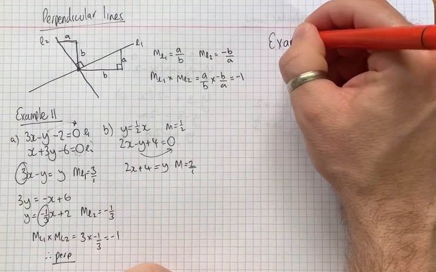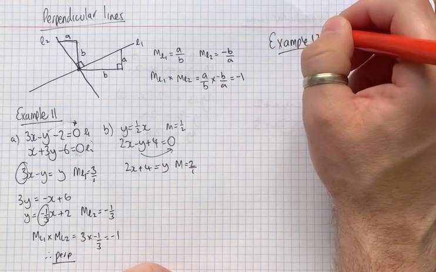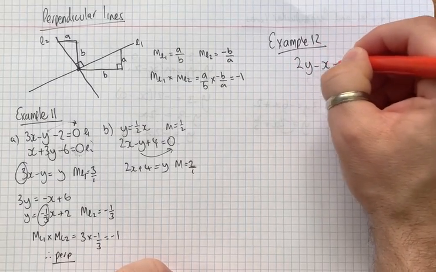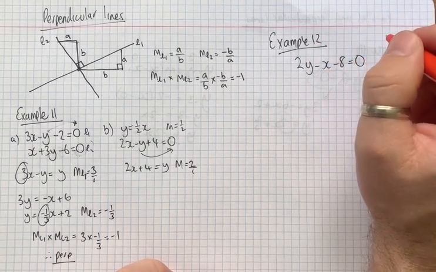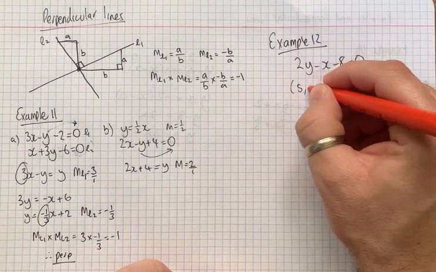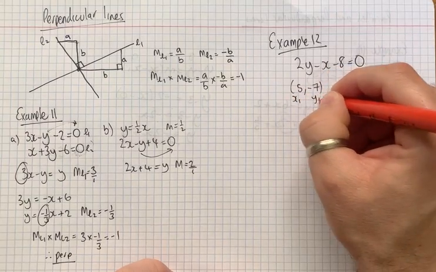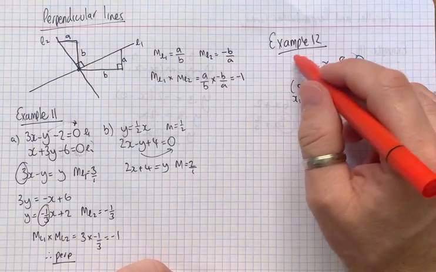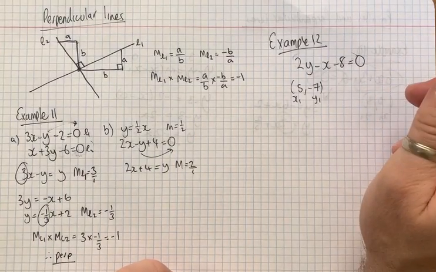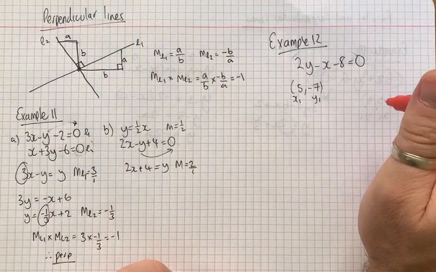On to example 12. We've got the line 2y take away x take away 8 equals 0, and we want the equation of the line perpendicular to it passing through 5, -7. So there's our x1, y1. So we need to first work out the gradient of this line, then the gradient of the line perpendicular to it, we flip it and change sign, and then use the y minus y1 formula.